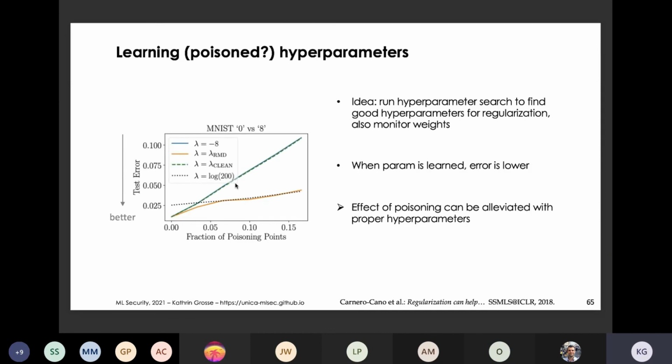And what we see here very nicely is that if the classifier is just using the hyperparameters used on clean data, the test error is going to increase very drastically as we increase the fraction of poisoning points. Whereas if we learn it dynamically, the test error is going to be lower, because the hyperparameter search will sort of uncover that there is some form of outlier, and then the impact that these outliers have on the algorithm is going to be limited. So what we can conclude from this is that the effect of poisoning can be at least a little bit alleviated if we choose proper hyperparameters, for example, in regularization.